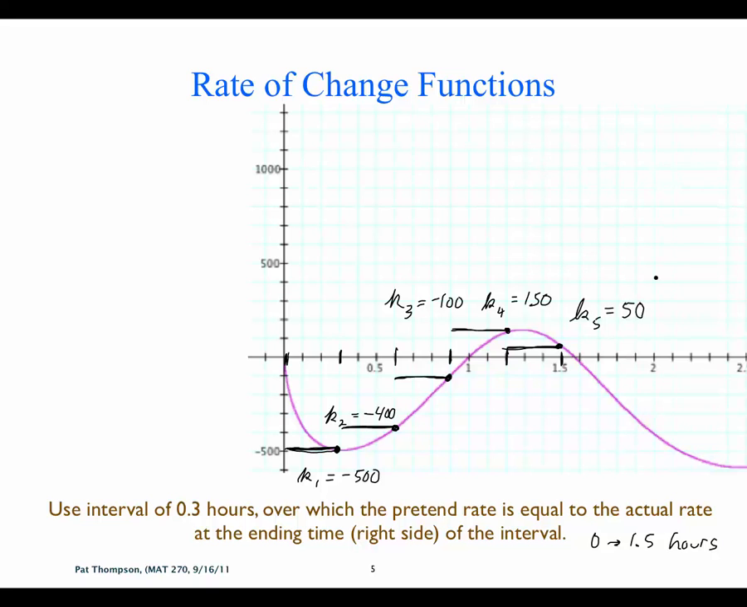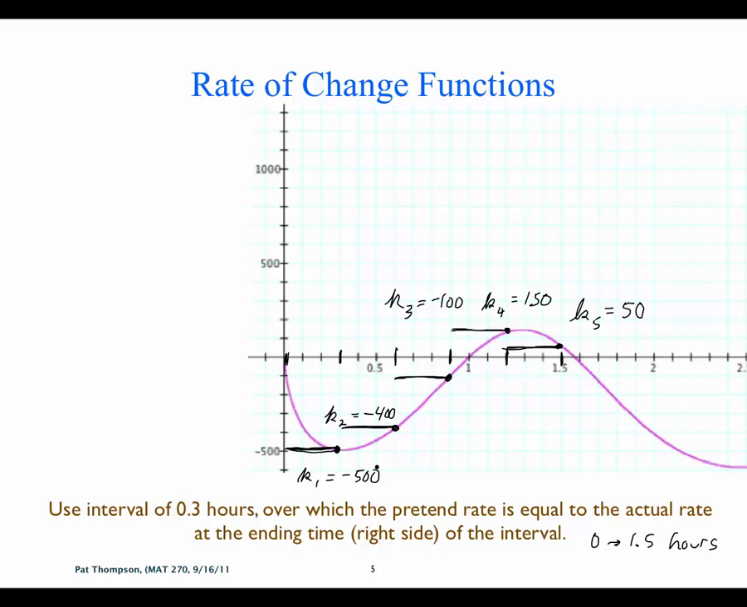Is that pretend rate of change function accurate compared to the original rate of change function? Say it's very accurate or not very accurate? Not very accurate, right? Because, for instance, this first rate, actually the rate is pretty much always less negative than negative 500 in that first interval, but we're saying it's negative 500 for the whole 0.3 hours. Okay, so it's not very accurate, but it's a start.